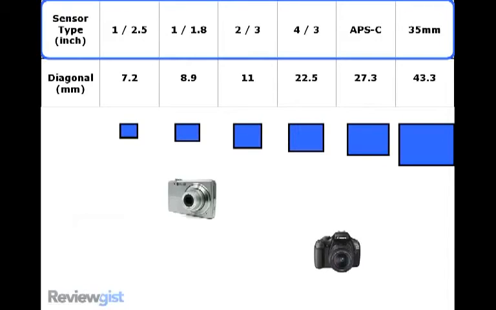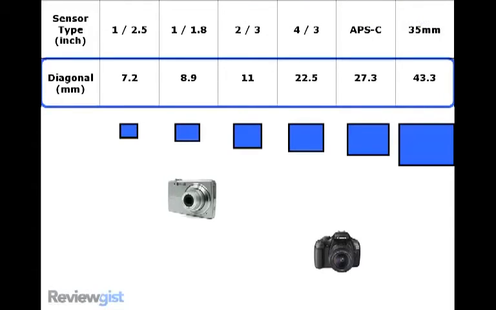Sensor sizes vary by sensor type, and our graph shows you the diagonal measurements of each. The popular sensor types used today are 1/2.5, 1/1.8, 2/3, 4/3, APS-C, and 35mm. Sensor sizes measured in terms of diagonal length range from around 7.2mm to around 43.3mm, depending on the type of camera.